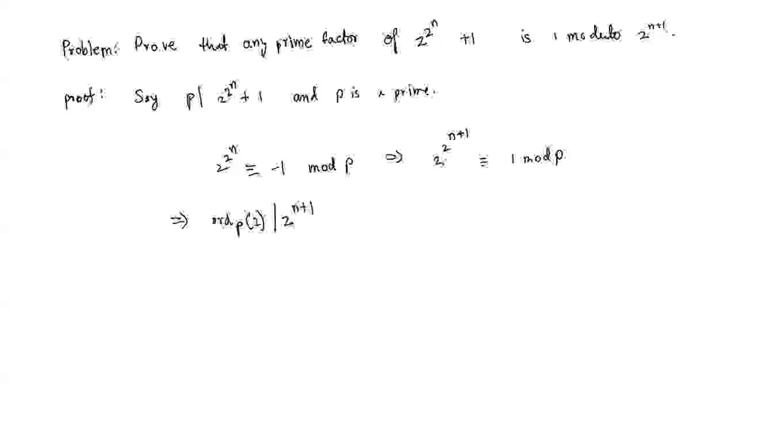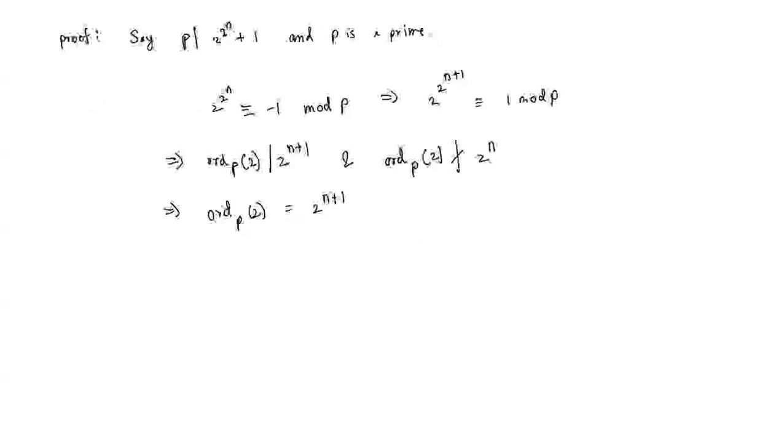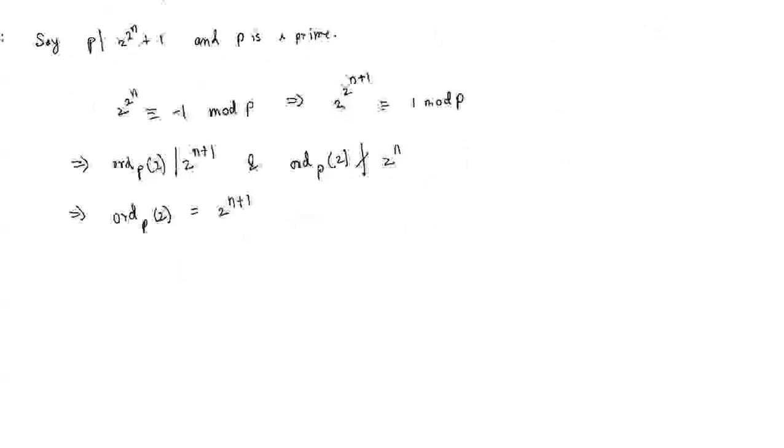Correct. And we know that it divides p minus 1. And we know that the order does not divide 2 to the power n because it's minus 1 for that number. So that implies that the order of 2 mod p is 2 to the power n plus 1. Can we do that? Yeah. Oh, damn, that's a nice idea though. It's a pretty nice idea actually.